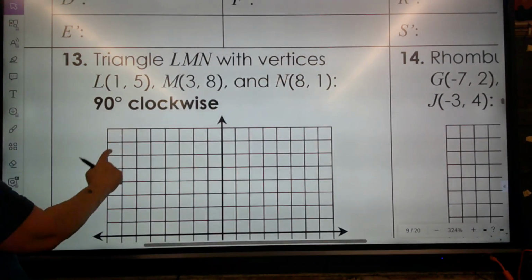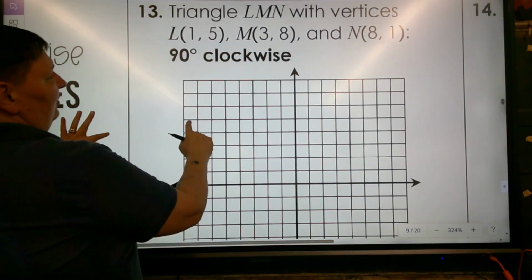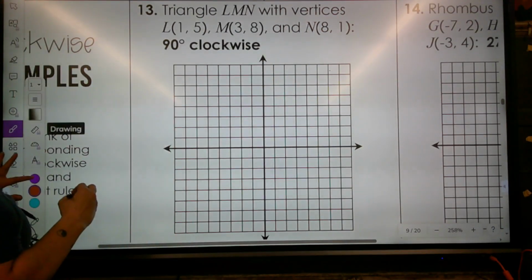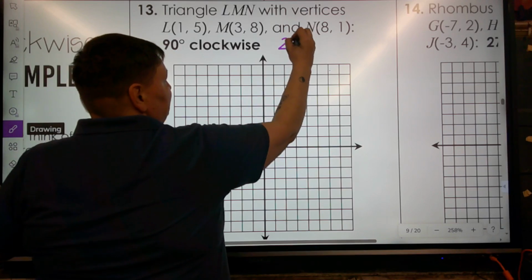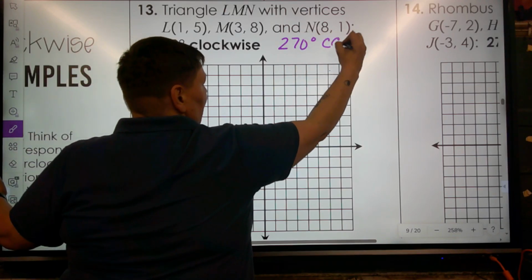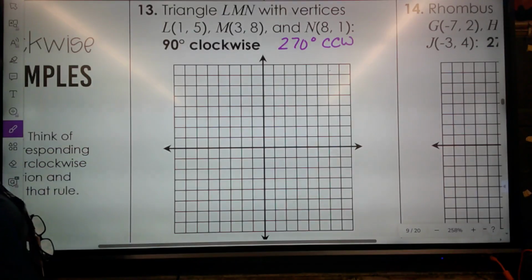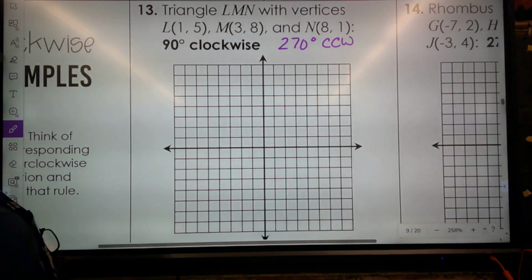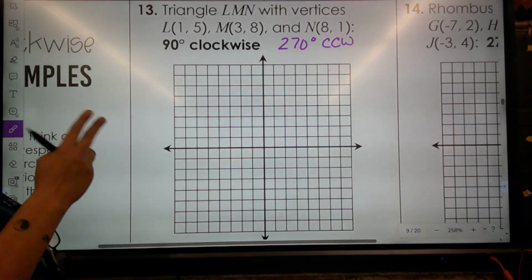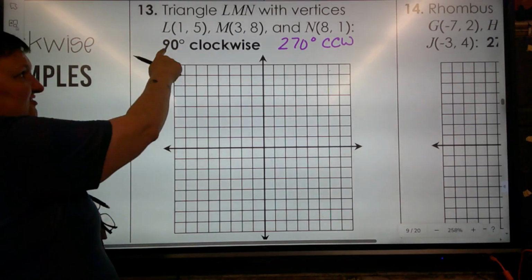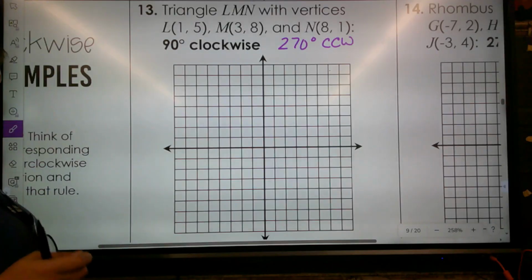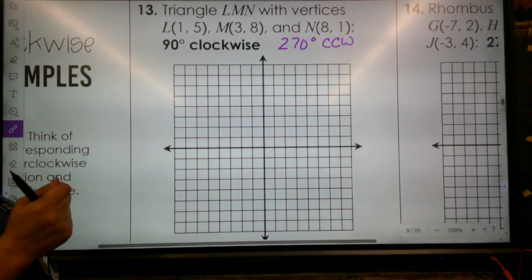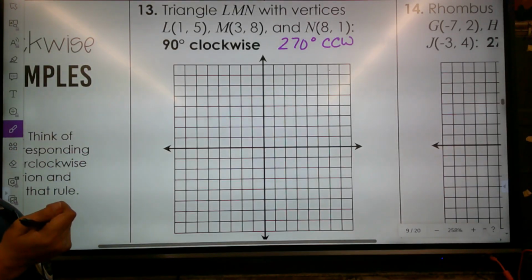All right, because it's asking you to go 90 degrees clockwise, right? We just discovered that that's the same as 270 degrees counterclockwise. And what's the rule for 270 degrees counterclockwise? Change the sign of the x and then switch your x and y. That means this rule is also change the sign of your x and switch your x and y. Same rule. You're just coming from a different direction.